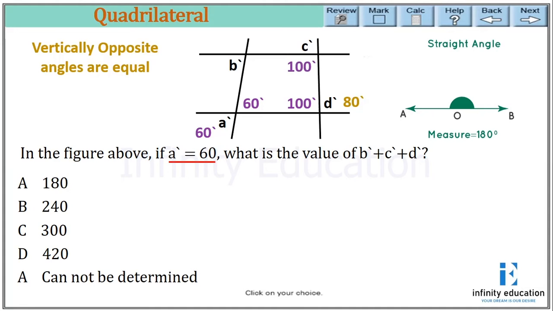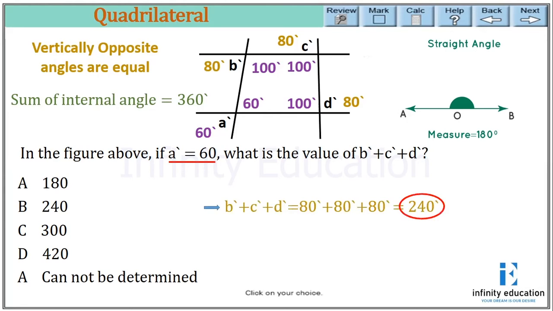Similarly, if I consider this as 100, C must be 80 at the same time. Now, as we know, the sum of internal angles is 360 degrees. So three angles we have received as 100, 100 and 60, so the other angle must be 100. Then only the sum of all four will be 360 degrees. Now, like the straight angle theorem, if this is 100, B must be 80 degrees. So B plus C plus D is 80 plus 80 plus 80, that is 240. So B is the answer to the question. I hope the question is clear to you.